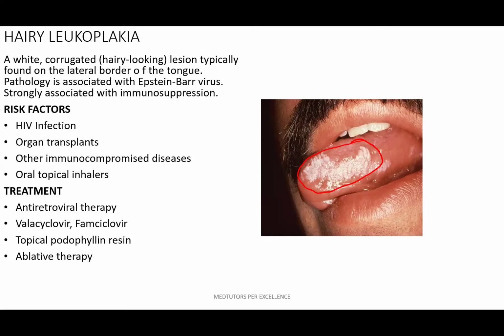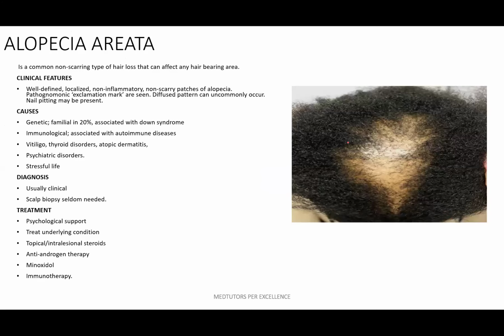The treatment, you use antiretroviral therapy. When you see hairy leukoplakia, remember Epstein-Barr virus. And when you see the image, it's on the lateral part of the tongue, not on the dorsum or the ventral surface. Okay, the next image here is alopecia.